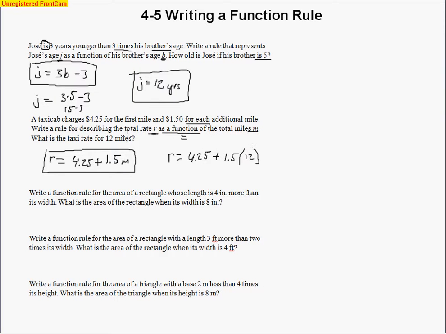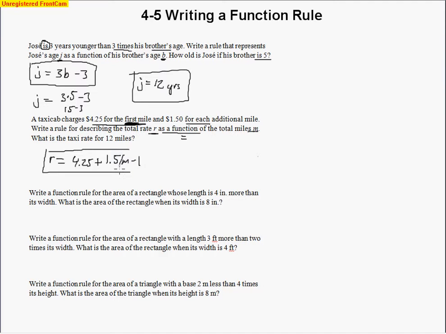Actually, let's fix this real quick because it says $4.25 for the first mile. If it was just a $4.25 charge, this formula would be right. But because it says for the first mile, we need to modify our equation a bit. So let's go ahead and erase this part, and we're going to modify that just a bit. We're going to change this M to an M minus 1.